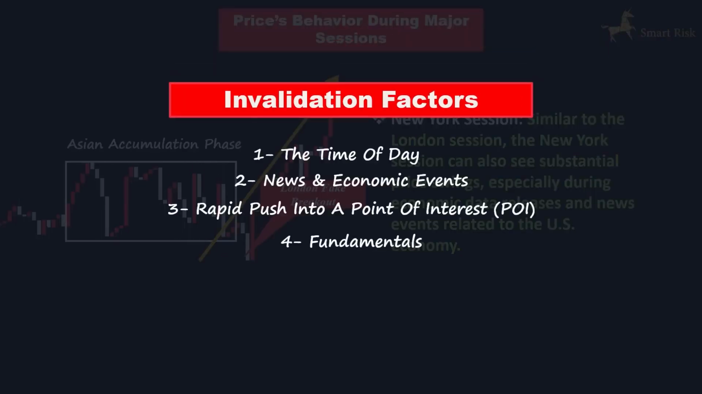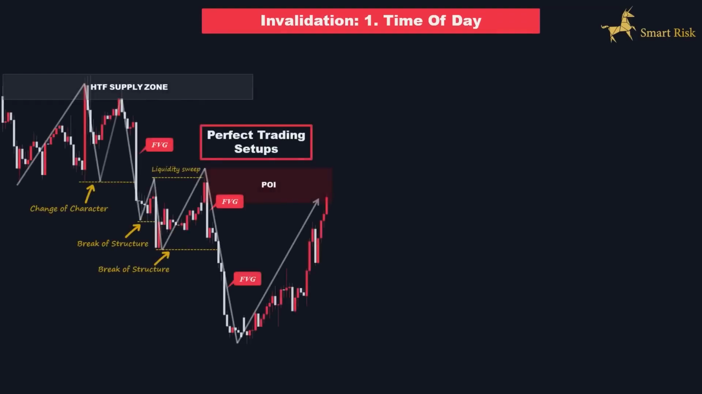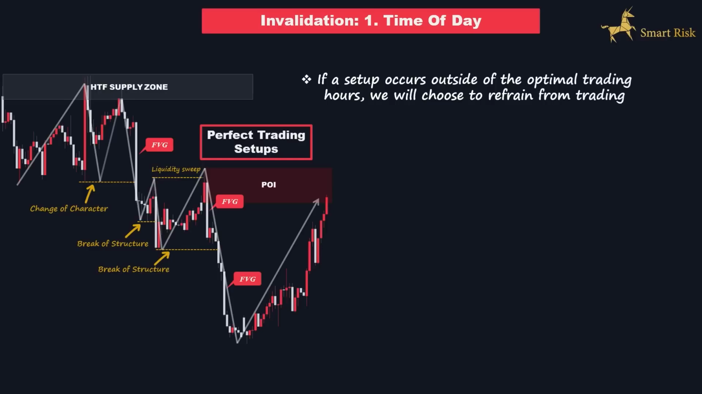As previously mentioned, the first factor that can lead to invalidation is the timing of our trade execution. If a setup occurs outside of the optimal trading hours, we will choose to refrain from trading. For the London session, the most optimal time for trading is generally during the first few hours. This period often sees the highest liquidity and the most significant price movements.